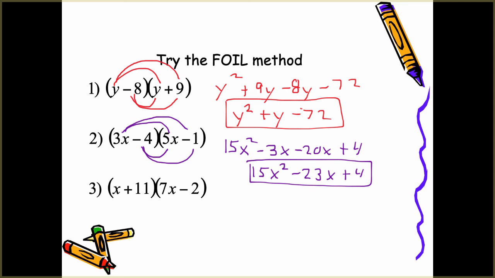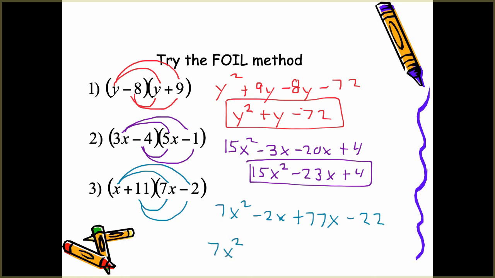All right, going to the last one. Again, we take the first term times the first term. We get 7x squared. We take the first term times the last term, so the outer terms. The O for outer, x times negative 2 is negative 2x. Then the inside, inner terms, 11 times 7x is 77x. And then the last terms, 11 times negative 2, which is negative 22. This becomes 7x squared. Negative 2x plus 77x is 75x minus 22. And this is my simplified form.